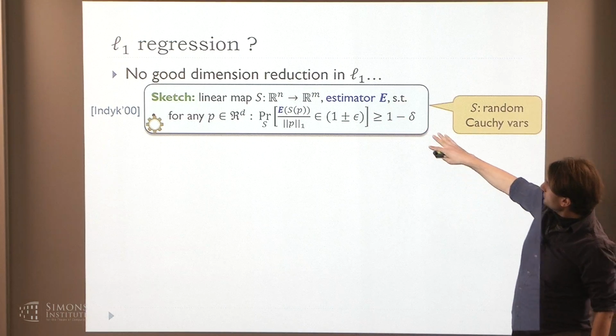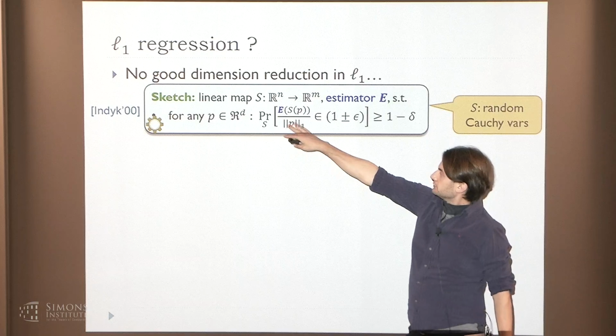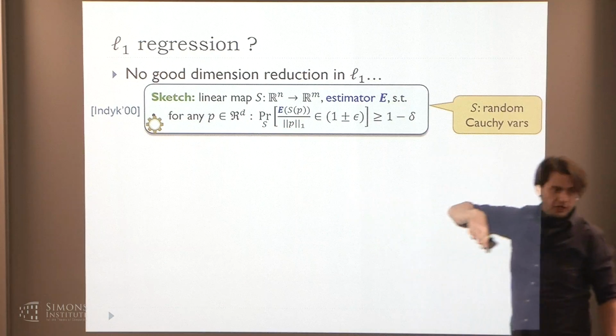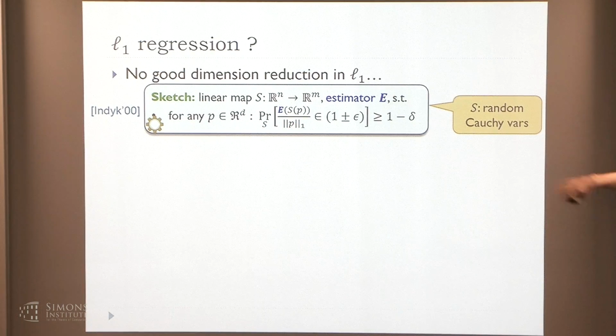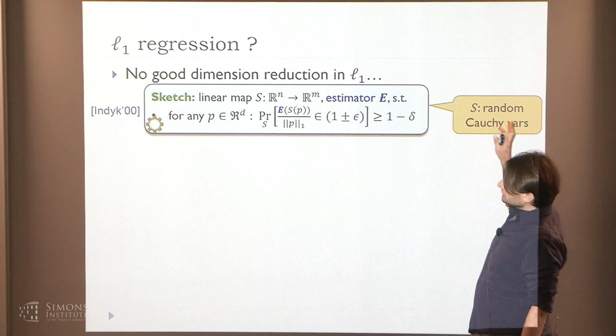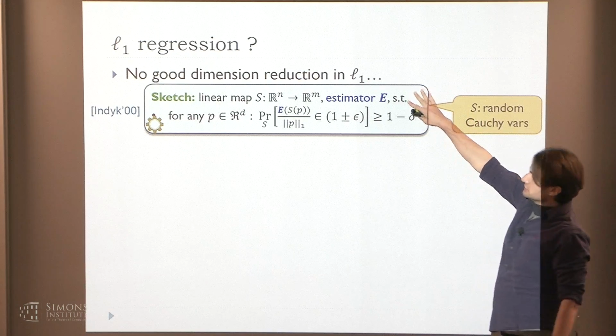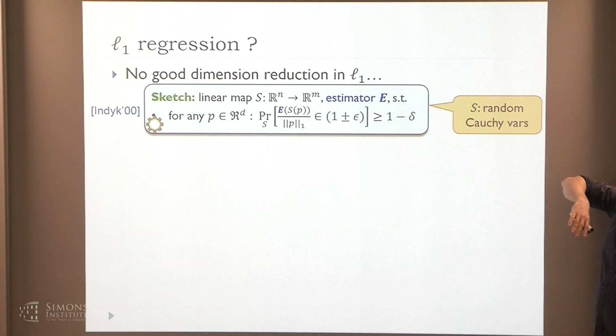And I should mention what this map S looks like. It's a linear map, so you can just take a matrix which has random Cauchy random variables. And you can use ideas based on this to get certain improved algorithms for L1 regression.